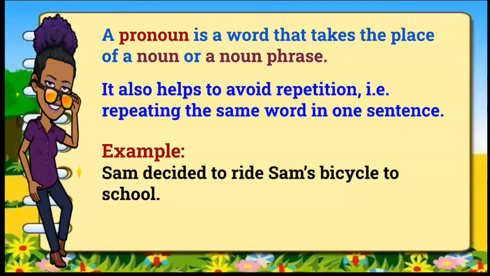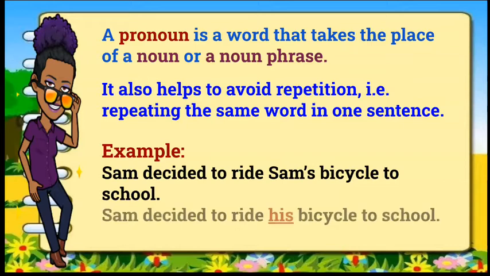Example: Sam decided to ride Sam's bicycle to school. So here we have Sam being repeated in the sentence. That second Sam is now replaced by the word his. So the sentence will now read, Sam decided to ride his bicycle to school. So that's an example of a pronoun, a word that is used to take the place of a noun and helps avoid repetition.